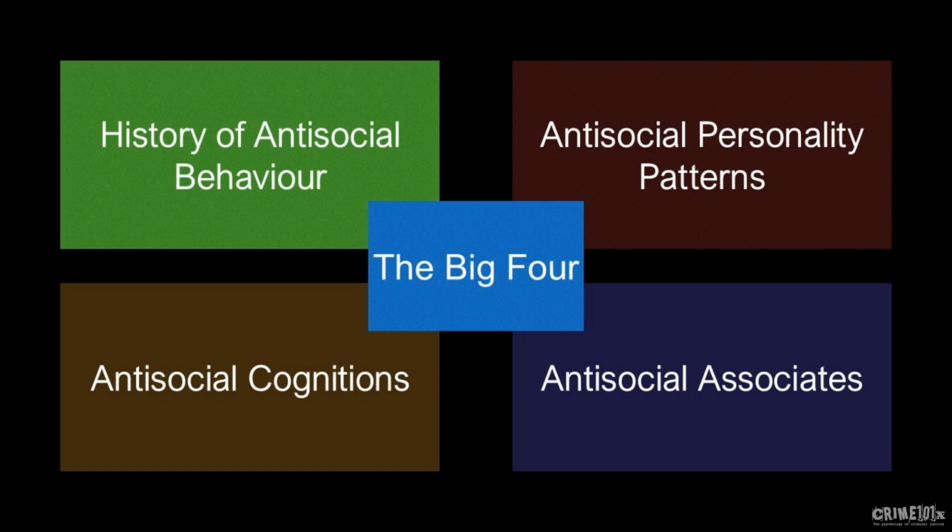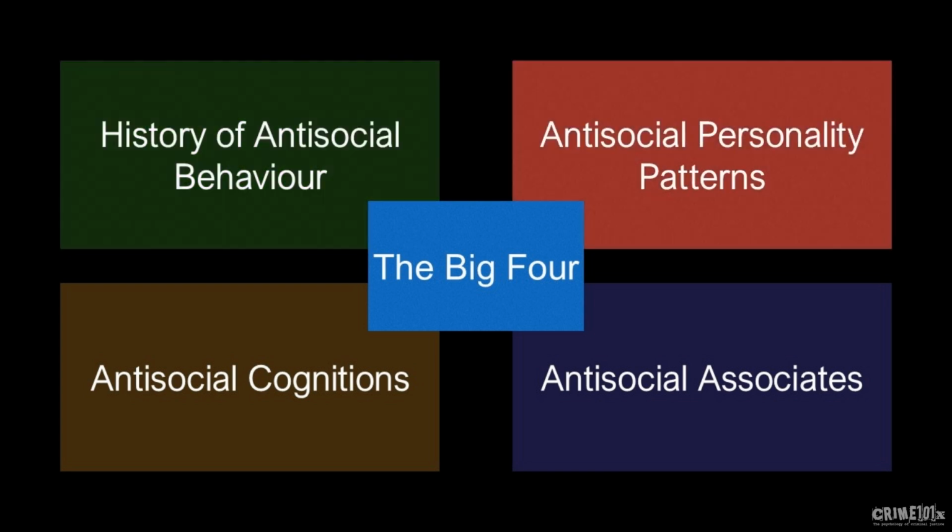Now, a history of antisocial behavior refers to previous engagement with antisocial activities. This mostly refers to prior convictions a person may have, but it can also include violating conditions of parole or bail. This risk factor is pretty straightforward. The more history of antisocial behavior, the more likely a person is to engage in it again.